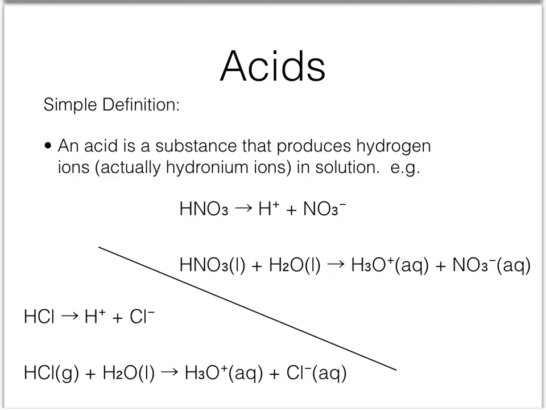Another example is for hydrochloric acid. We've got hydrochloric acid dissociating to give a proton and a chloride ion, when in real life it is a reaction with water to produce the hydronium ion and chloride ions. So once again, an acid is a substance that produces hydrogen ions, hydronium ions, in solution, and that's what an acid is.